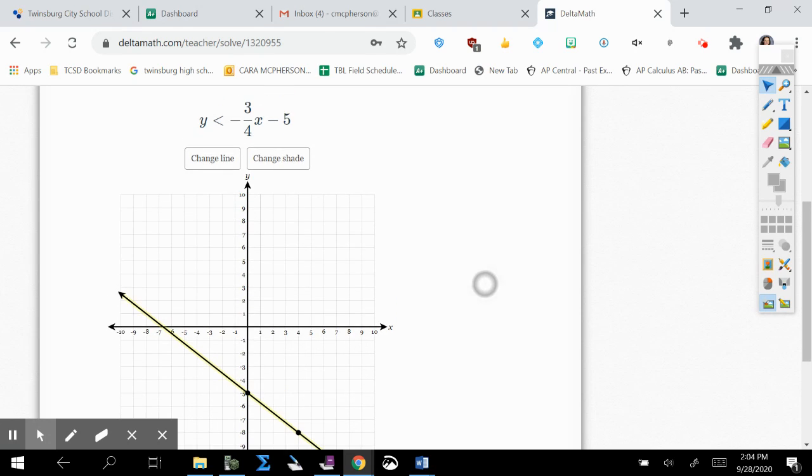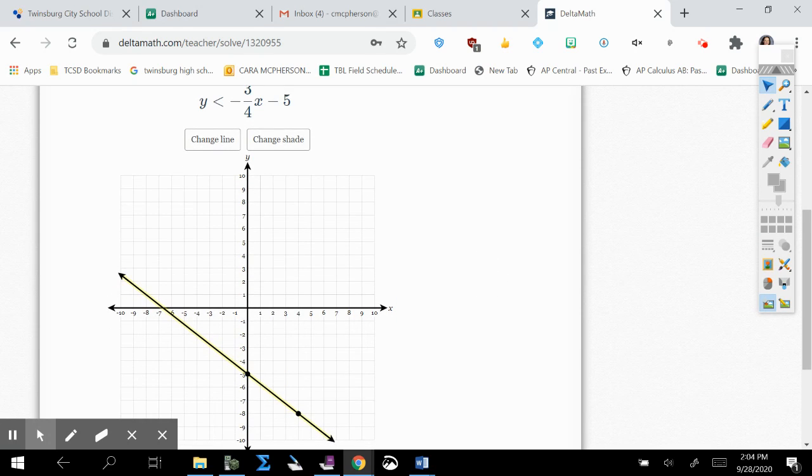So you have to decide, do I want it to be a solid line or do I want it to be a dotted line? If you hit change line, it'll make it dotted. If you hit change line again, it'll make it solid. Well, it doesn't have the equal to, so I'm going to change it to a dotted line. And then here's what shading will do.